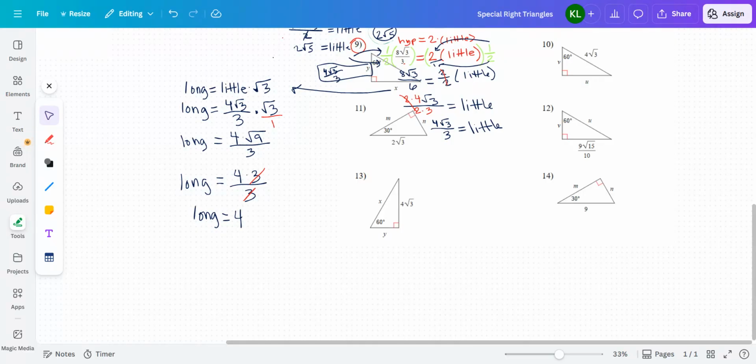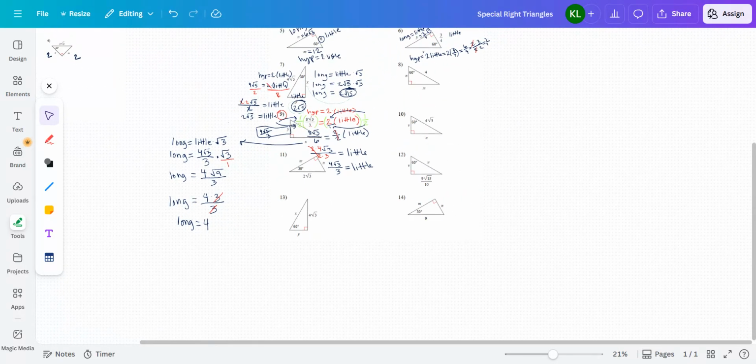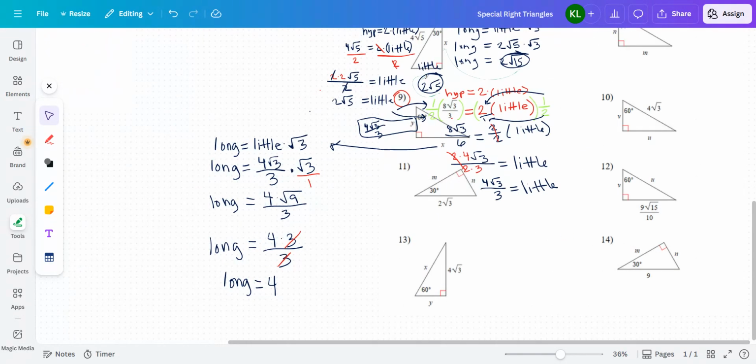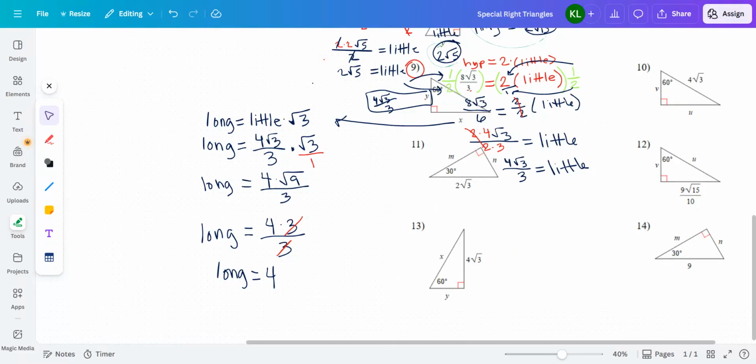And I was going to do number 12, but I didn't realize the time. I'm actually going to go ahead and stop this video. If you need to see more examples of 30-60-90s worked out, feel free to look on YouTube. There's a lot out there.